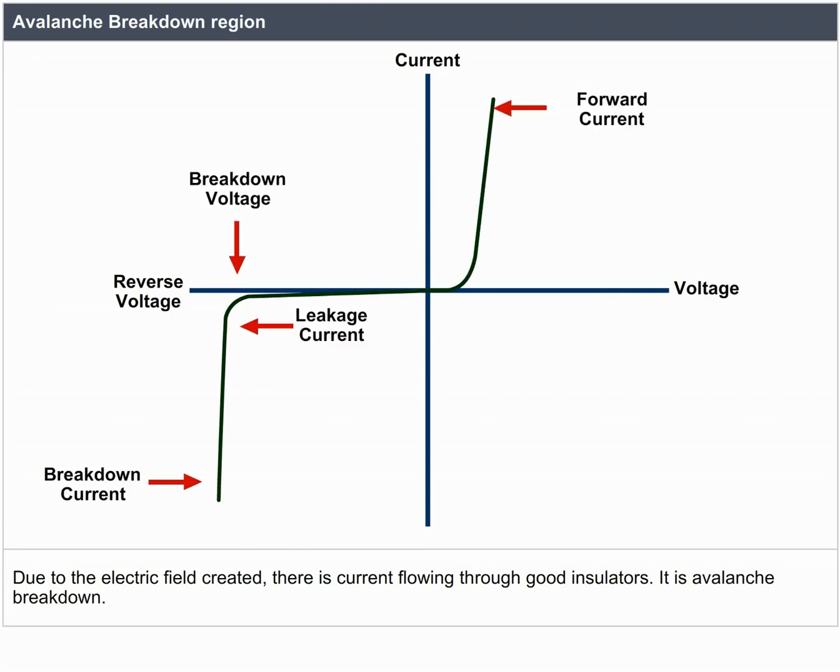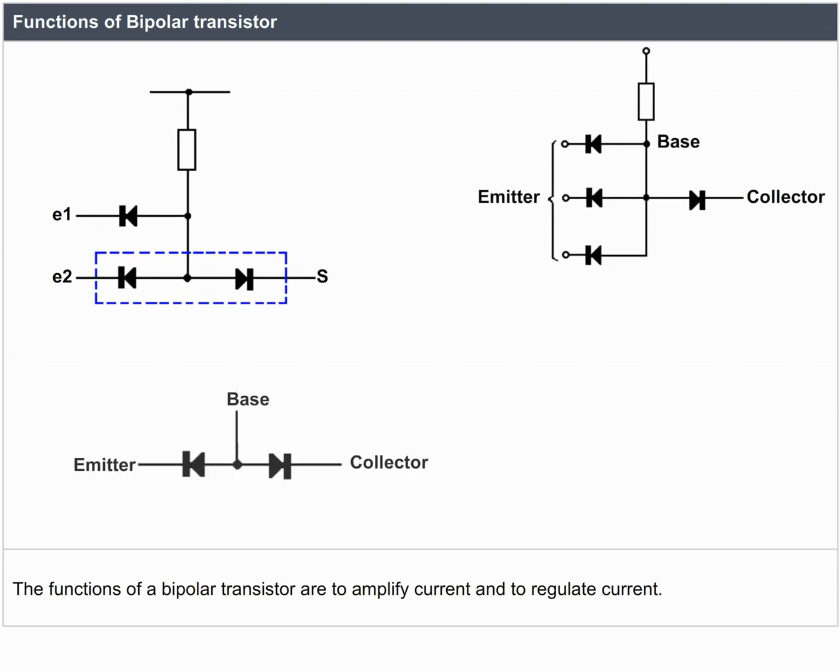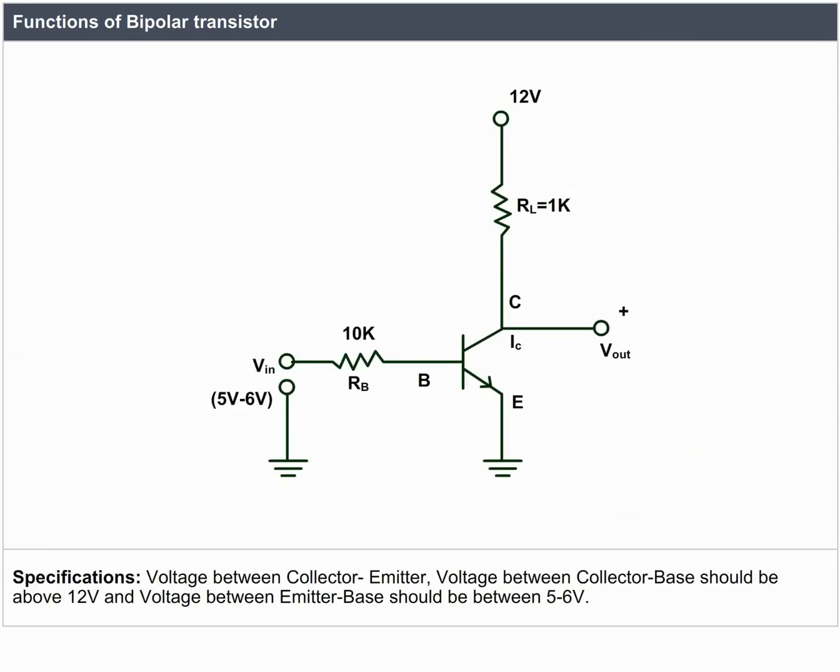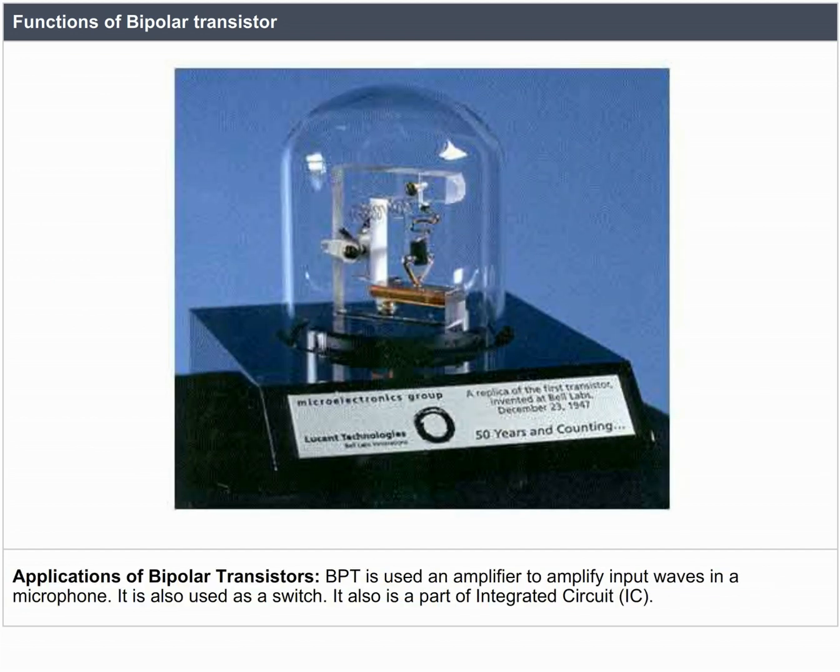Functions of bipolar transistor. The functions of a bipolar transistor are to amplify current and to regulate current. Specifications. Voltage between collector-emitter and voltage between collector-base should be above 12 volts, and voltage between emitter-base should be between 5 to 6 volts. Applications of bipolar transistors. BPT is used in an amplifier to amplify input waves in a microphone. It is also used as a switch. It also is a part of integrated circuit, IC.